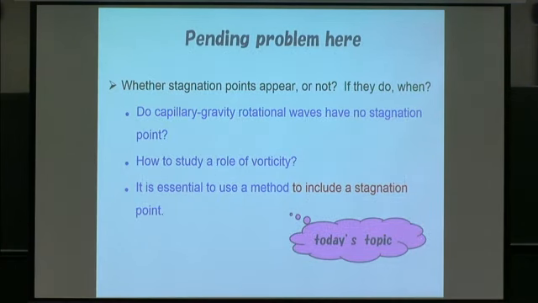And to summarize this part, our task is to see whether capillary-gravity rotational waves have no stagnation point, and how to study the role of vorticity. And it is essential to use a method to include a stagnation point. Based on this issue, I will move to today's main topic.